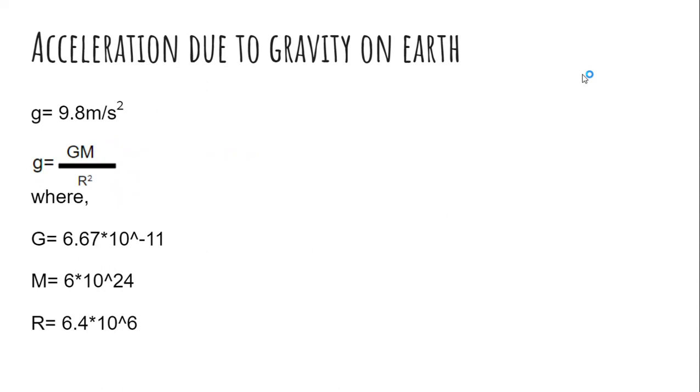So, let's see acceleration due to gravity on Earth. On Earth, acceleration due to gravity is 9.8 meters per second square. If you want, you can check it out. The universal gravitation constant, that is the capital G, is equal to 6.67 times 10 to the power minus 11. The mass of Earth is 6 times 10 to the power 24 kg. The radius of Earth is 6.4 times 10 to the power 6 meters.